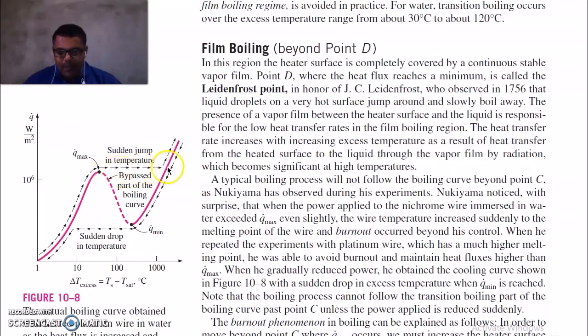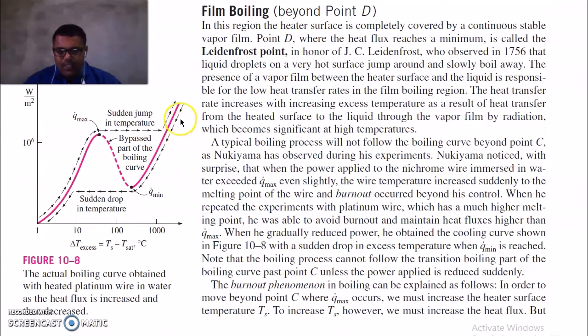When he repeated the experiment with platinum wire, which has a much higher melting point, he was able to avoid the burnout of the wire and maintain heat flux higher than Q maximum. This heat flux is due to the higher melting point wire, which is platinum. When he reversed the process and cooled it, this path was followed and he reached Q minimum. Note that the boiling process cannot follow the transition boiling part of the boiling curve past point C, meaning this phase is bypassed during boiling, but during cooling he observed a sudden decrease in temperature at Q minimum.